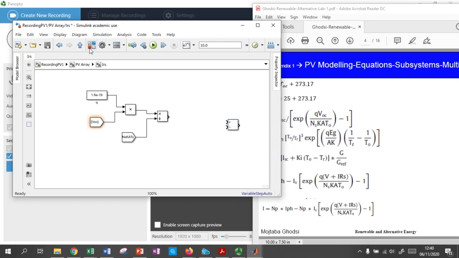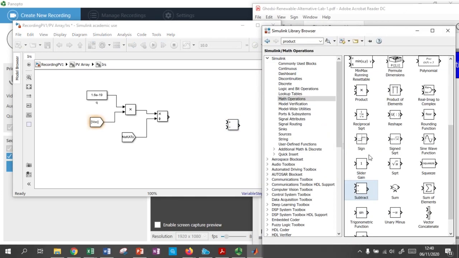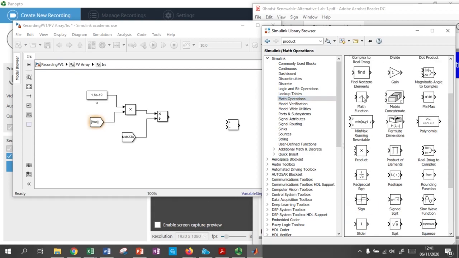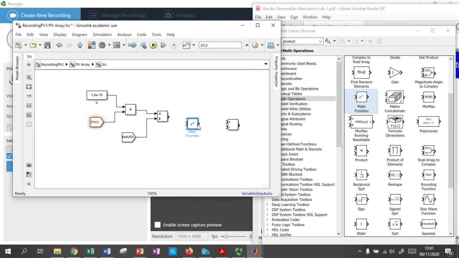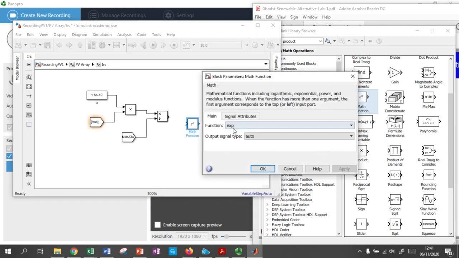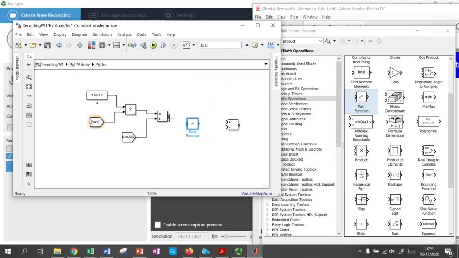Then again, I will go to the function itself, the mathematical function. Which mathematical? Okay, math function. I will bring this one here. This is the exponential one. Yes, the output is correct. Then it will come here. This is the output of this e power of this mathematical expression. The output of this one should go to plus, and we should subtract one from this one.